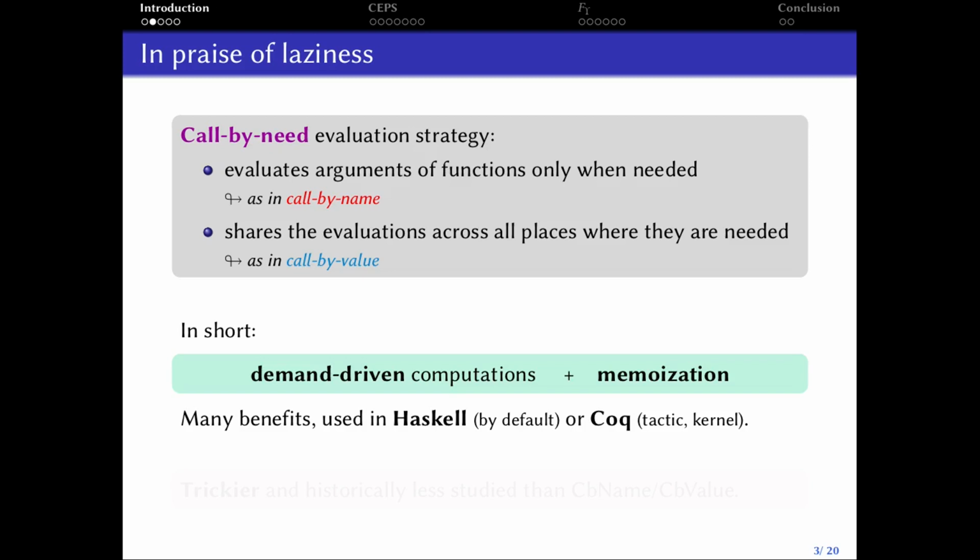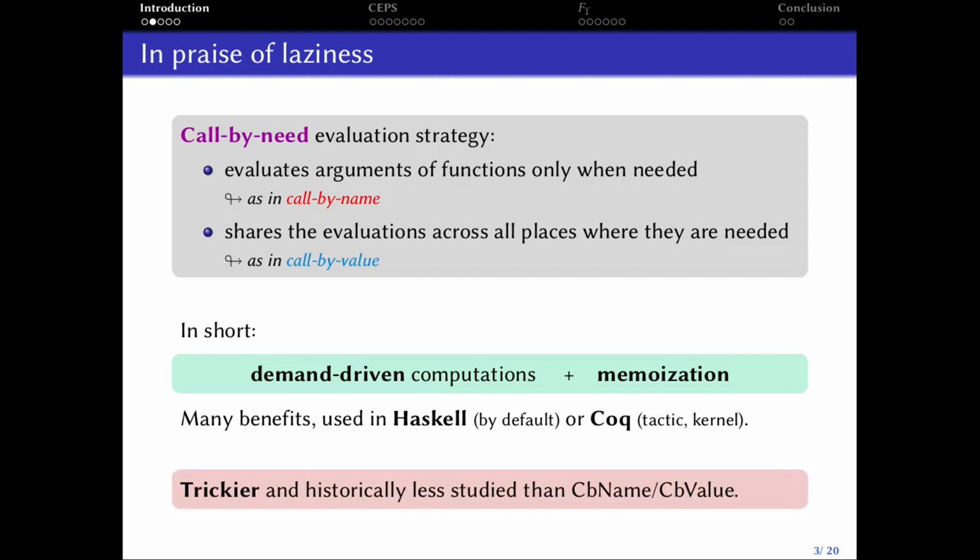In particular, it is used in well-known computational systems like Haskell and Coq. In Haskell, for instance, it is the default evaluation strategy, and in Coq you can use it as a tactic, but it is also present already in the kernel. Nonetheless, it has been less studied historically than call by name and call by value, and it is trickier for many reasons that we will see.